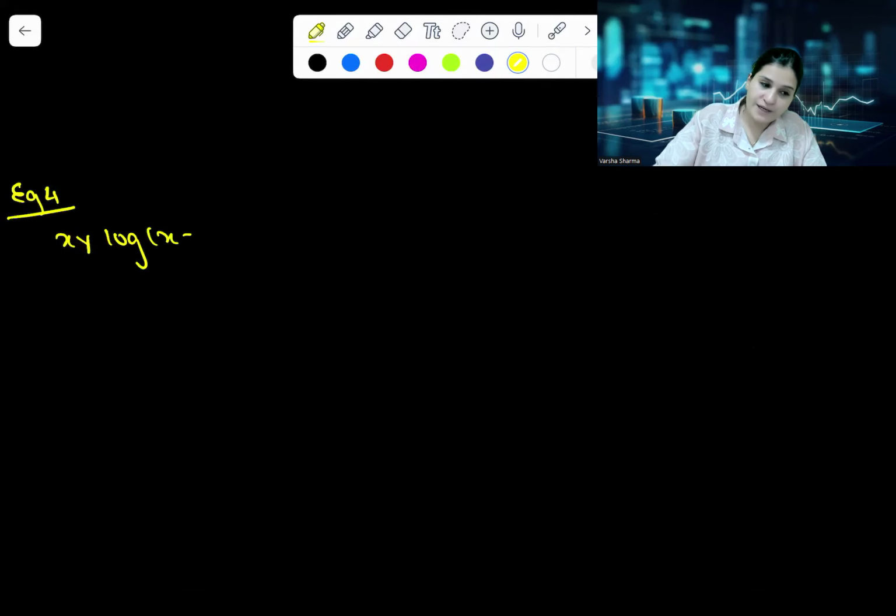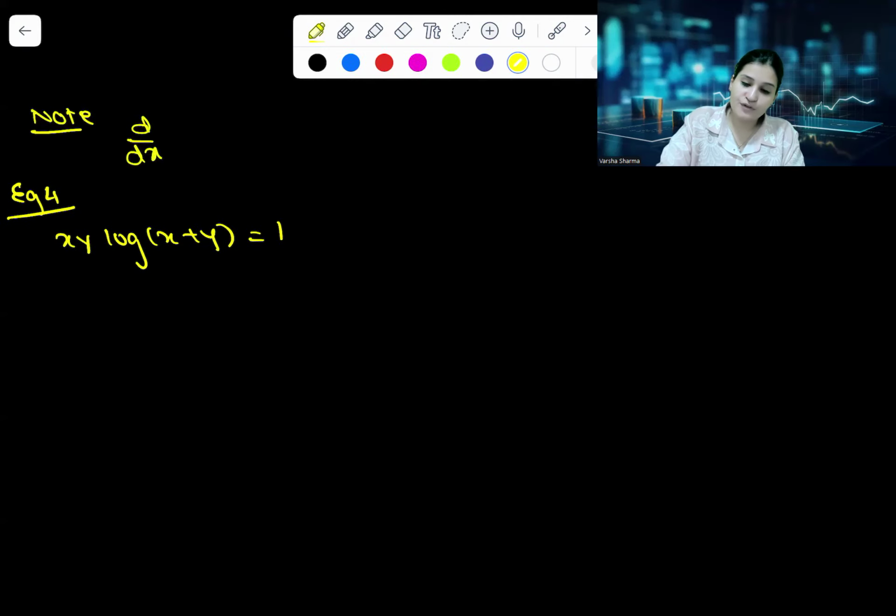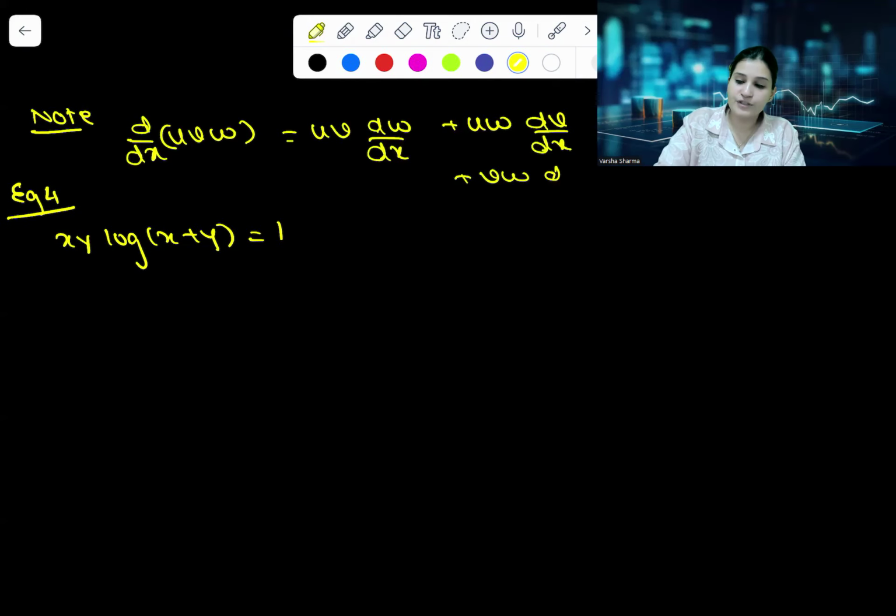xy into log of x plus y is 1. If the question would have been directly find dy by dx, you can do whatever you want. Differentiate directly. There are three terms. Note, differentiation of u, v, w: leave two, differentiate the third. Again leave other two, differentiate the third. Again leave other two, differentiate the third. So here there are three terms x, y and log. Out of these, leave two, differentiate one, then again leave another two, differentiate one, then again leave another two, differentiate one. I would have done that and I would have been okay.